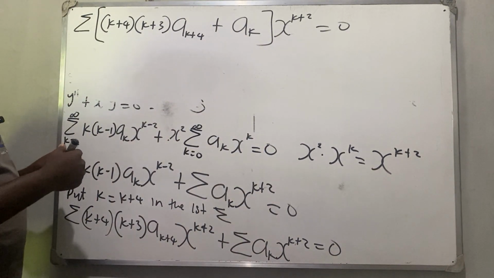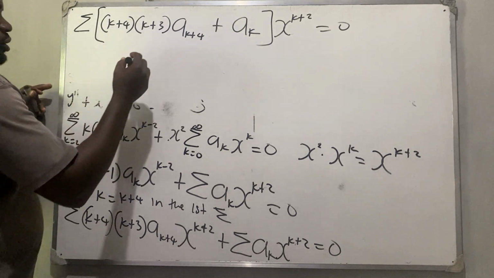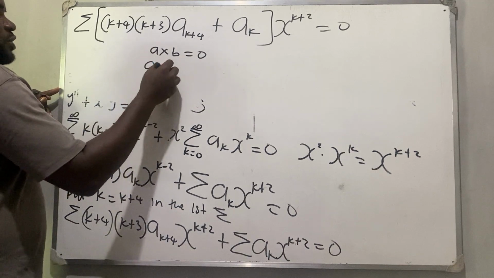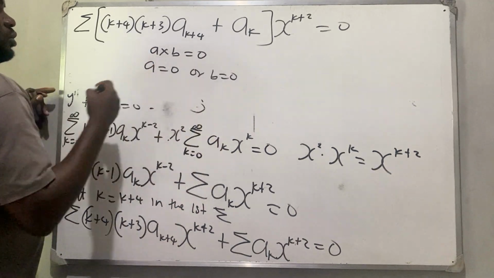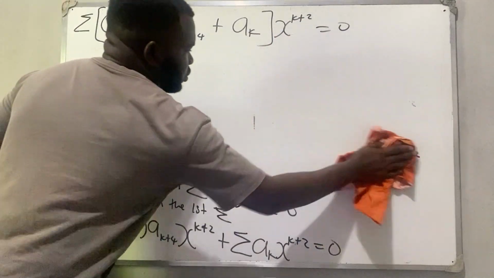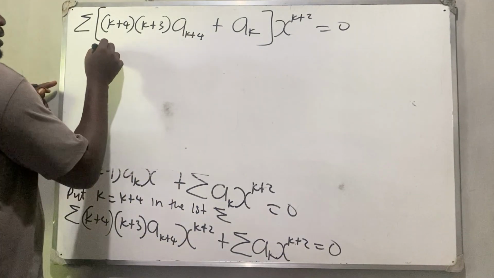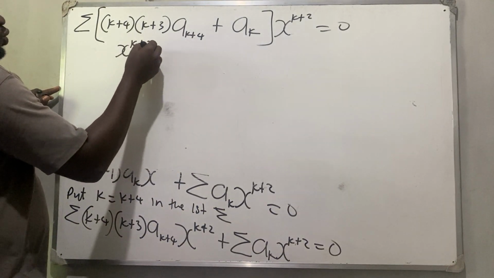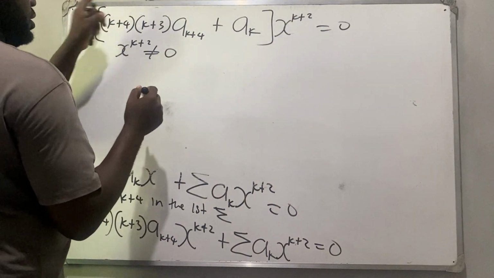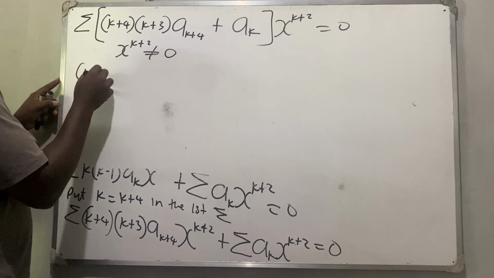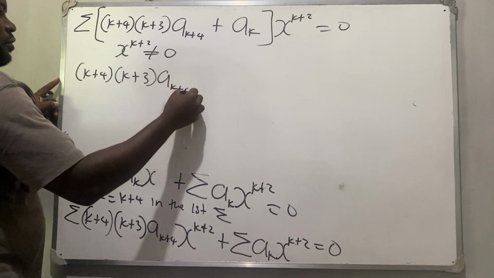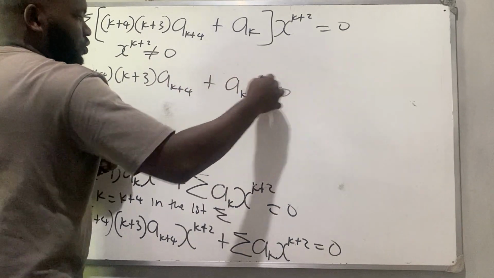Now, according to quadratic equation, don't forget that if the product of two things is equal to 0, it means that either the first one is 0 or the second one is 0. Don't forget. And x raised to power something cannot be equal to 0. x raised to a positive number cannot be equal to 0. So we say that x raised to power k plus 2 is not equal to 0. So if this one is not equal to 0, automatically this one is 0. So automatically k plus 4 into k plus 3 a k plus 4 plus ak is equal to 0.